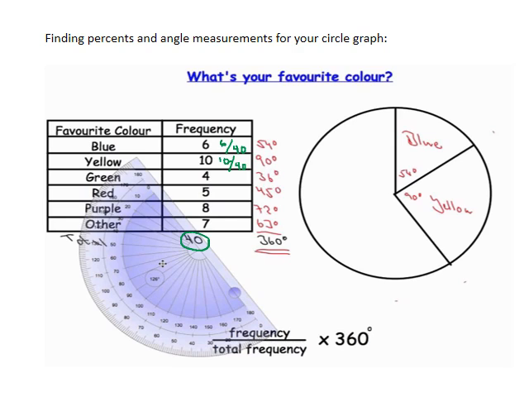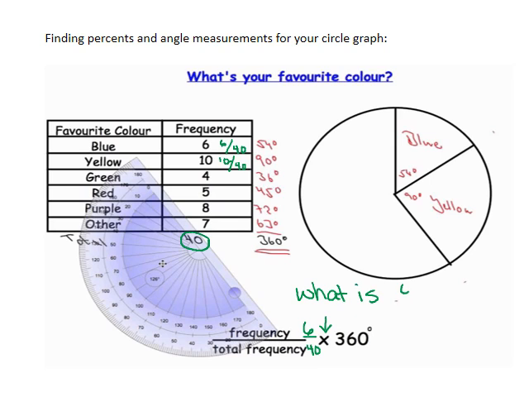And so then they took this and they said, what is 6 over 40? That was the frequency, 6 out of 40, right? Of means times 360.